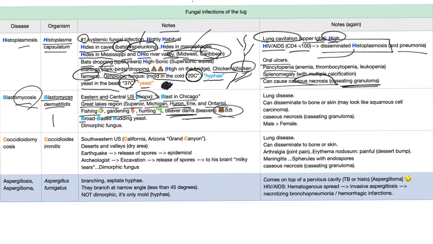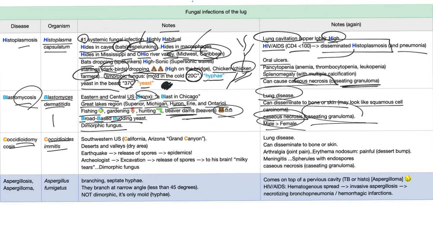Blastomyces have broad-based buds, blasto. It's a dimorphic fungus. Translation: mold in the cold, yeast in the bees. It can lead to lung disease, can disseminate to bone or skin, and it can mimic squamous cell carcinoma of the skin. Caseous necrosis, one of the causes of caseating granuloma, commoner in males than females.